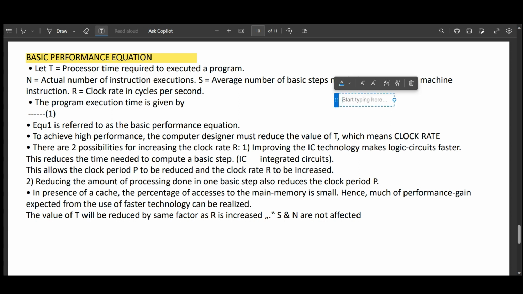So first, there are four alphabets that you have to remember here. One is T, another N, S and R. If you all remember these four alphabets, the basic performance equation concept will be easy for you all.